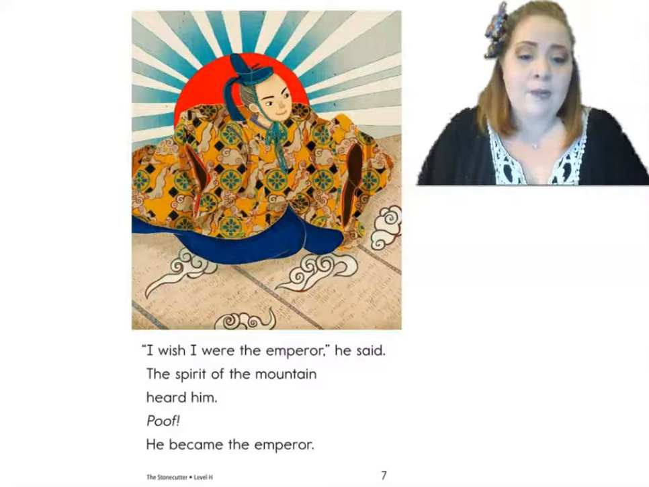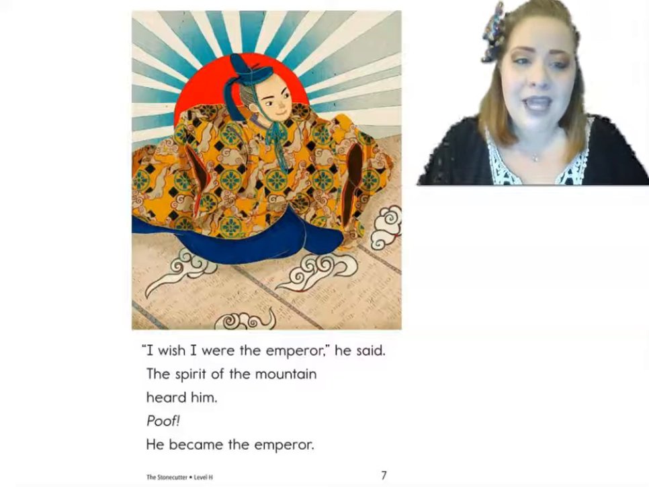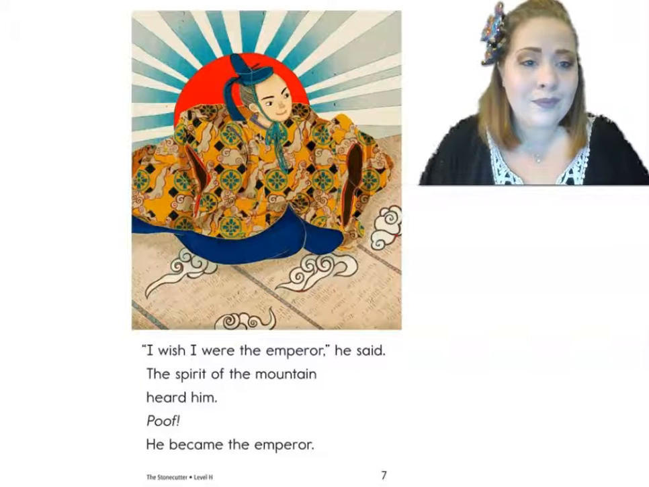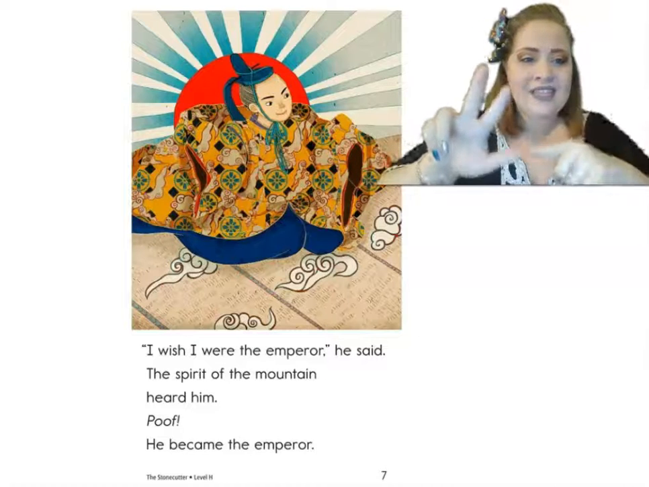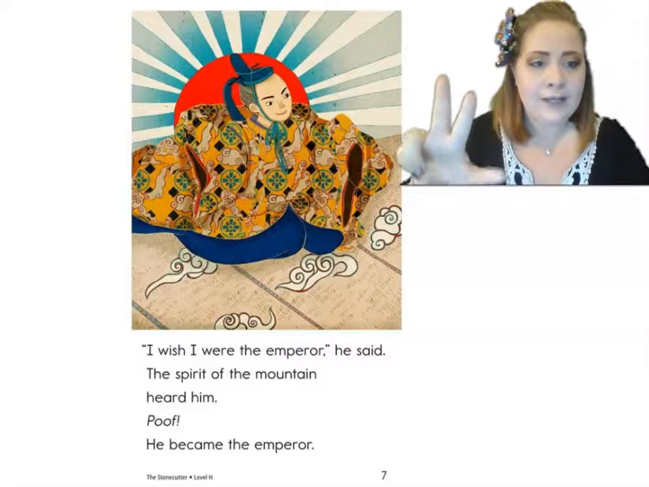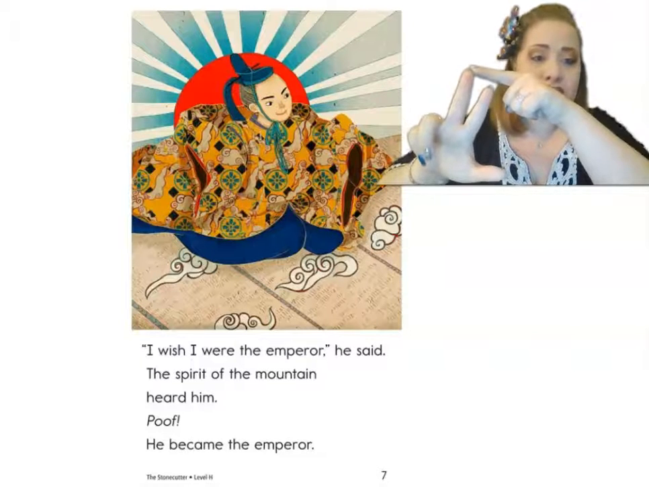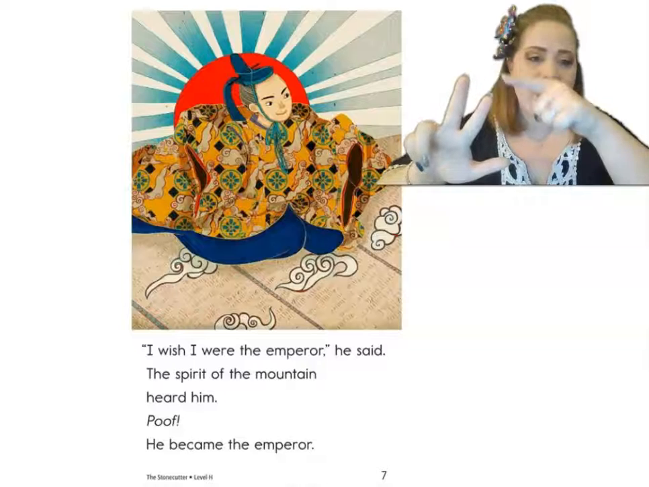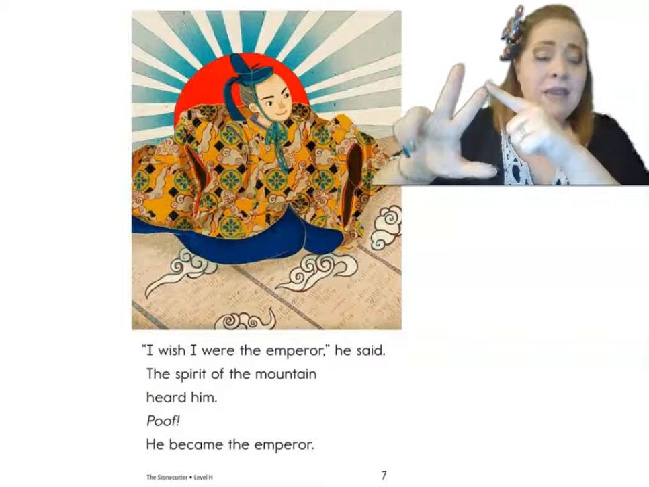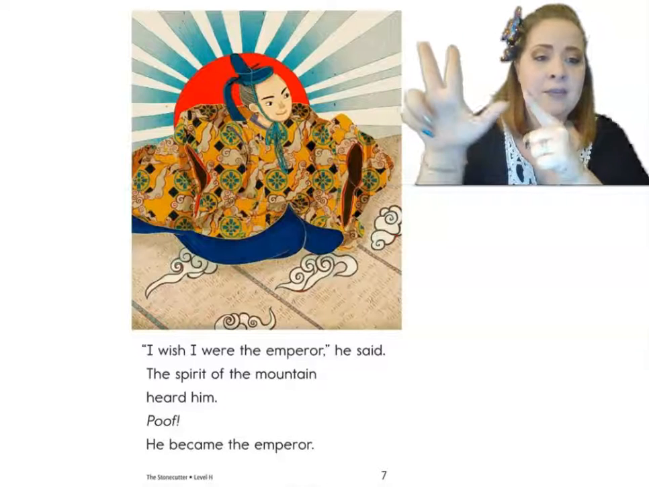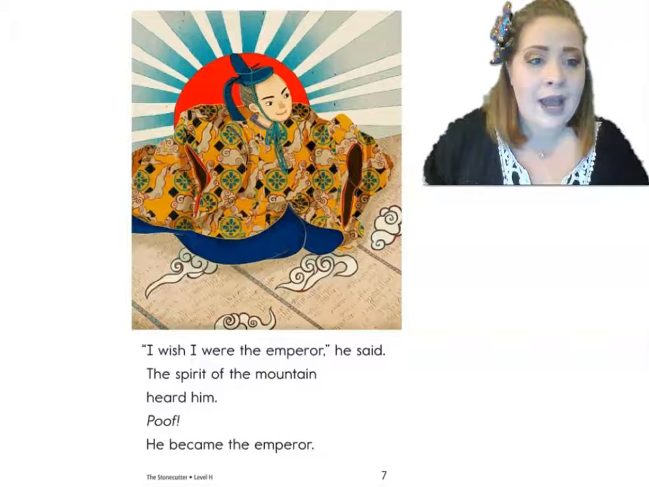I wish I were the emperor, he said. The spirit of the mountain heard him. Poof! He became the emperor. I have a question for you. Can you tell me the three things that this character has been in our story? Do you remember what he started out as? A stonecutter. And he made a wish, and what did he become? A merchant. He made another wish out of envy, and what did he become? The emperor. Let's keep reading to find out what happens next.